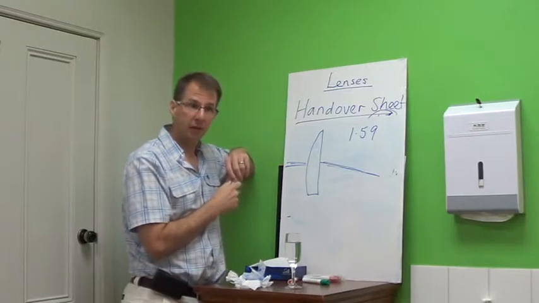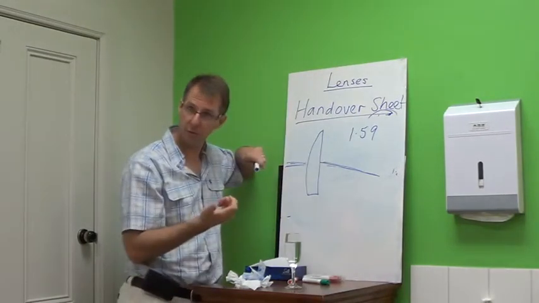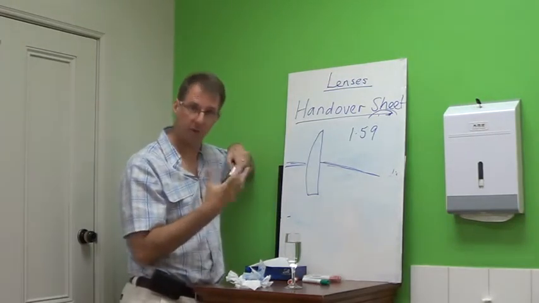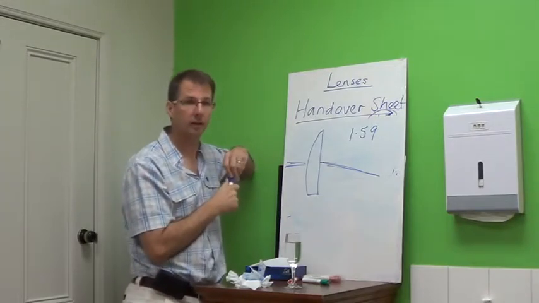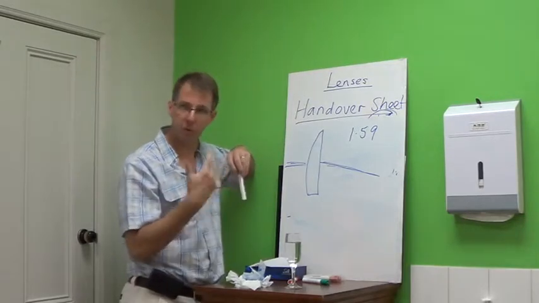It's very, very light, it has a low specific gravity. The 1.59 obviously has a reasonably high index, it's almost 1.6, it's not quite, so it's quite light and it's quite thin. It's very light and it's moderately thin. And so it's got some good features.